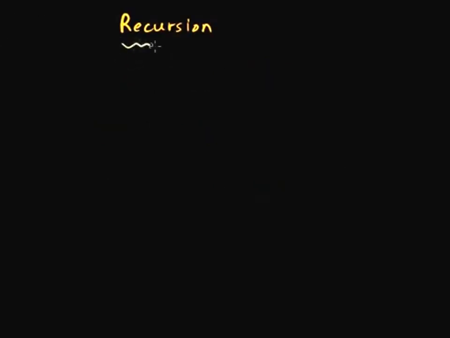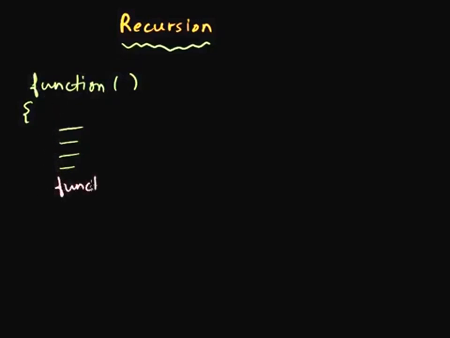Okay, let us start off with recursion. Now recursion occurs when a function calls itself. Let's say you have a function named function, and inside that function you have several statements, and from that function you call the same function. From function you call function. Okay, and you have several other statements.